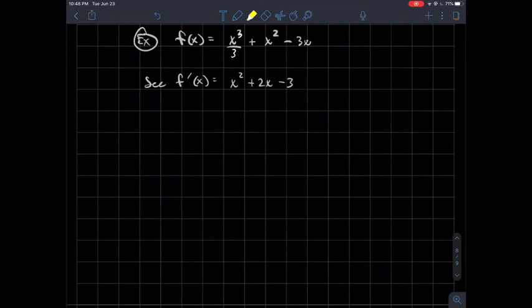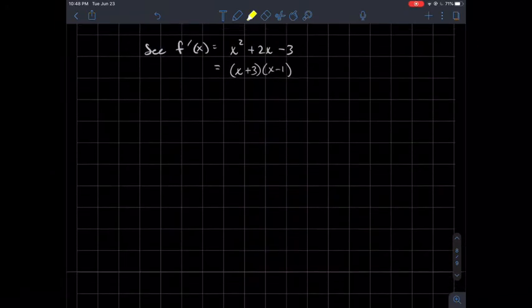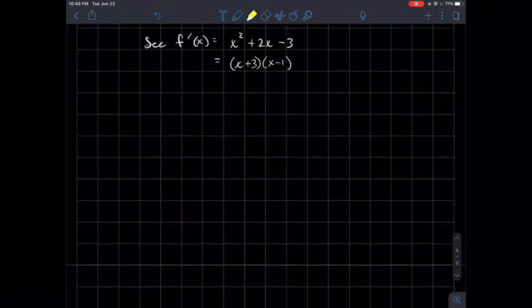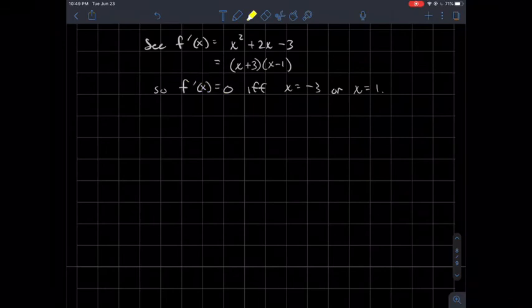And what we'll do is we'll set that equal to 0. If I do that, I can factor it as well. I tried to pick this function so that it factors nicely: x plus 3 times x minus 1. And so I see that the derivative is equal to 0 if and only if x is negative 3 or x is equal to 1.